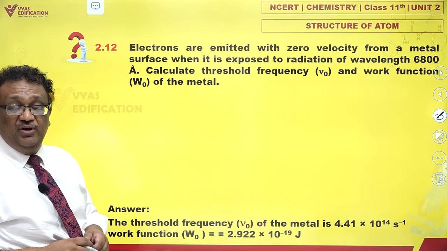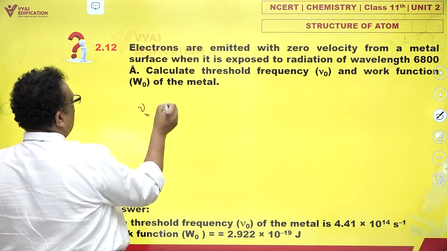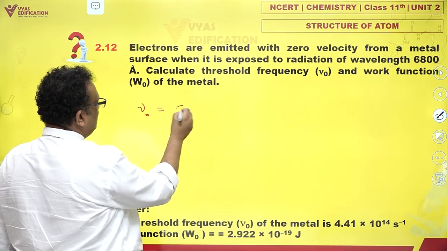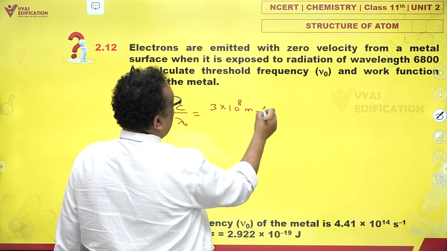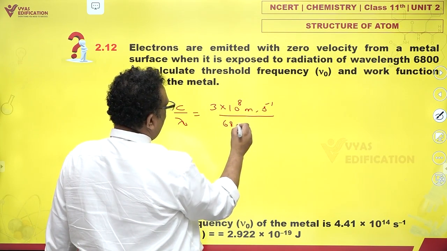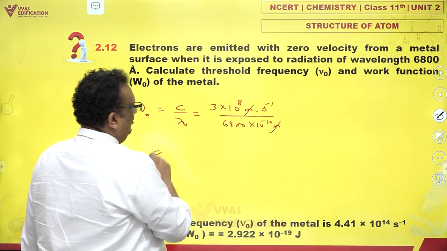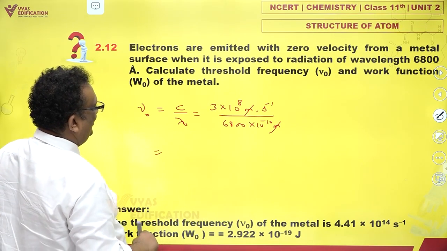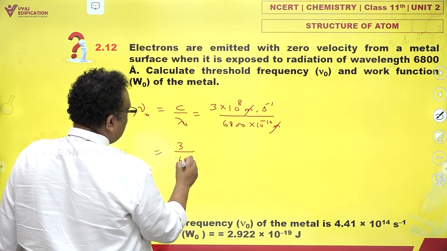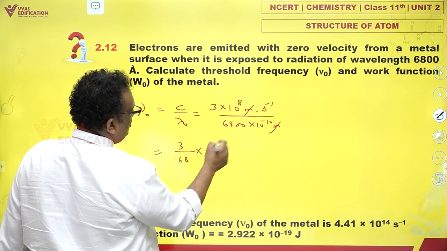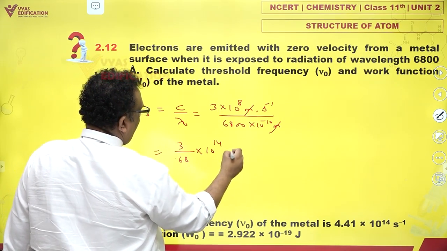What about the threshold frequency nu naught? How can you get nu naught? Now, c is equal to lambda nu. So this is c by lambda naught. 3 into 10 raised to 8 meters per second divided by 6800 into 10 raised to minus 10 meters. As beautiful as it gets. How much? Well, 3 by 0.68 into 10 raised to 1, 2, 3, 4, minus 6, 10 to the 14 per second.